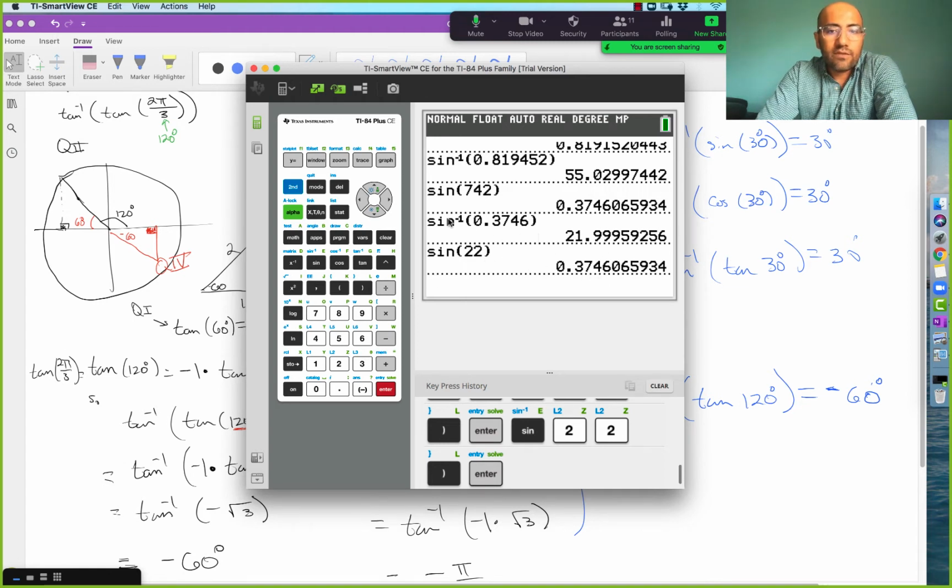So you just have to know that when you apply the sine inverse function, it's going to give you an angle between negative 90 and positive 90 degrees that gives you the same result as the one you're looking for. So you just have to be aware of that.